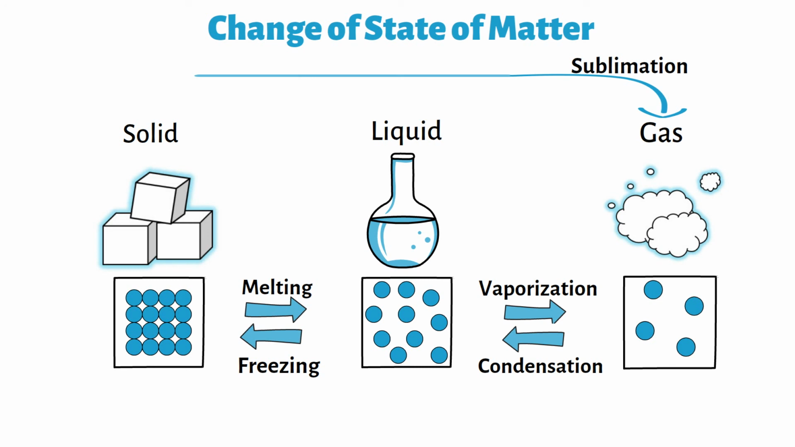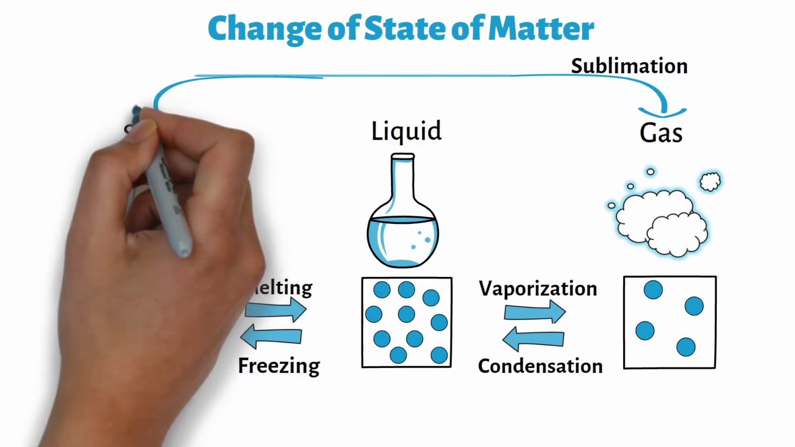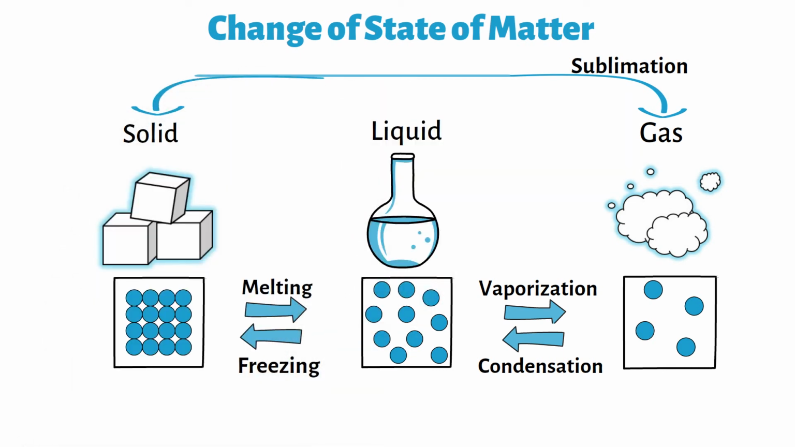Similarly, there are some gases that change the state directly to solid without forming the liquid state. This process is called deposition. Examples: water vapor changes to snow in the clouds.